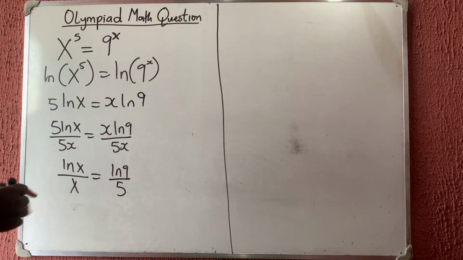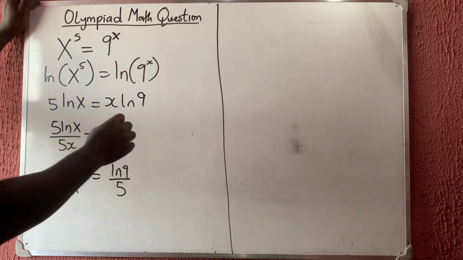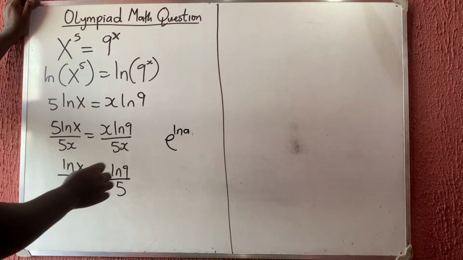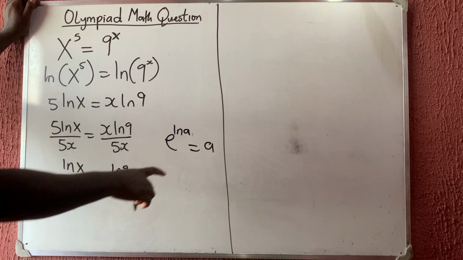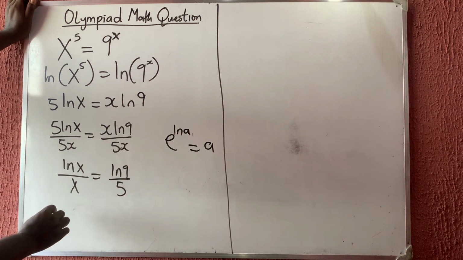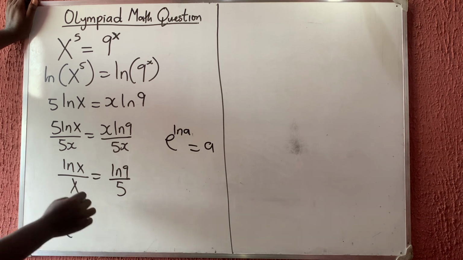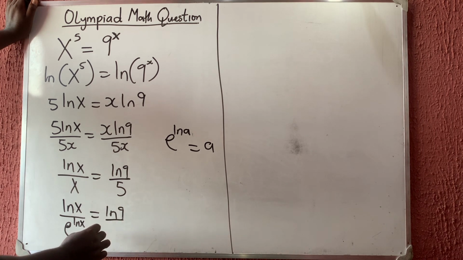Now, since I have ln here, I want to introduce ln here as well. But don't forget that if you have the exponential of ln of a number, the answer is that number. So instead of writing this number, I can write it as the exponential of ln of this number. So this is now ln x over the exponential of ln x, is equal to ln 9 over 5.